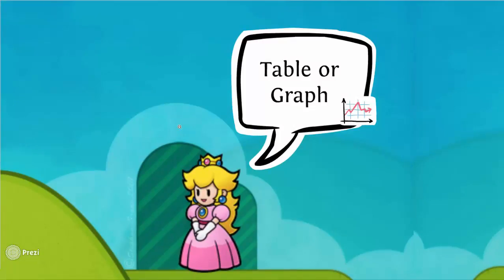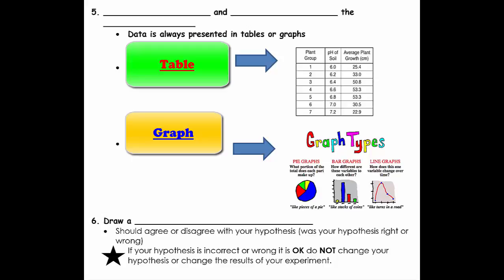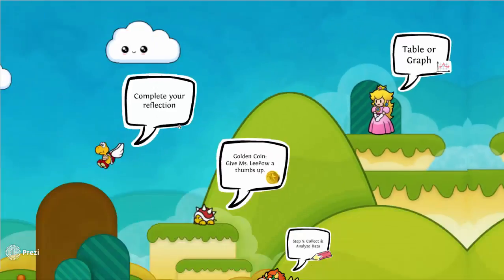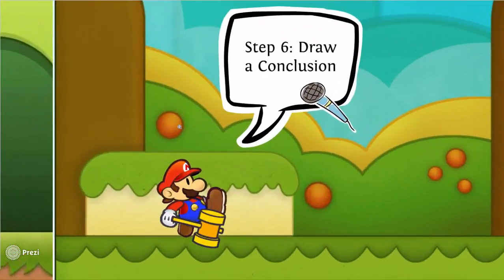Remember, it's in tables or charts. Tables is the first bullet you see in your notes. That is a table. The second bullet you see are graphs. Graphs can either be a pie graph, a bar graph, or a line graph like you see on your notes. Go ahead and pause the video and fill that in now. All right, great job.